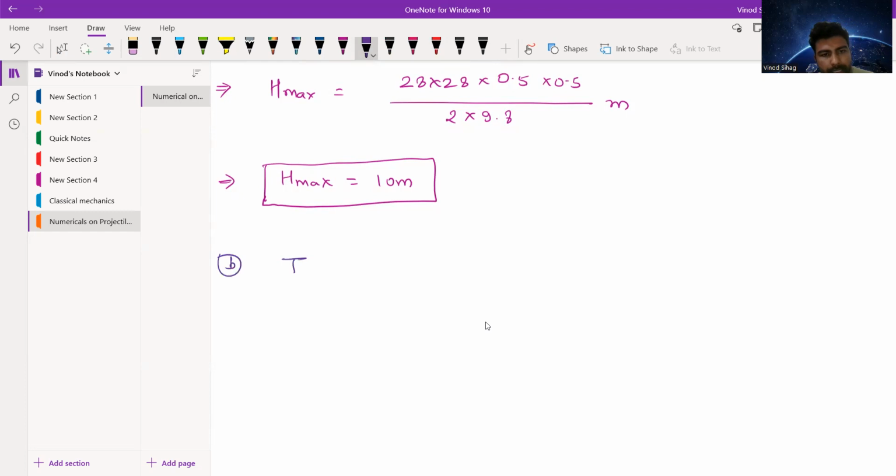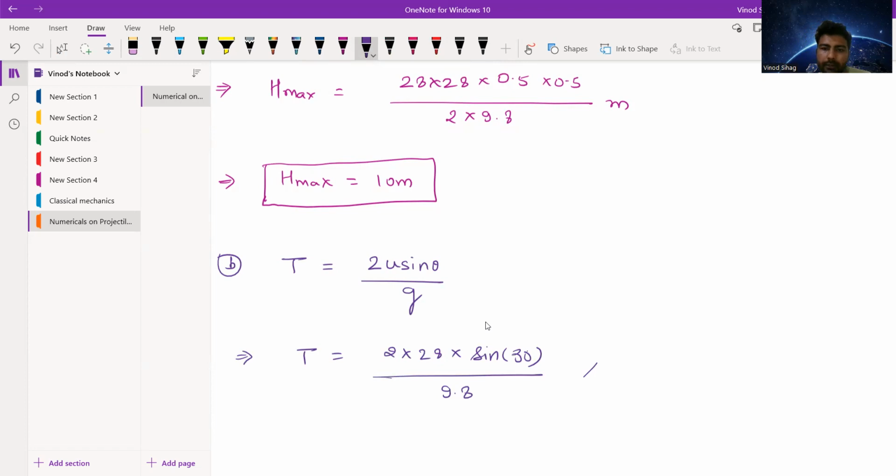they are asking about the time of flight, and that is denoted by 2u sine theta upon g. Now we will put the values. T equals 2 into 28 into sine 30 degree upon 9.8, and the unit of time of flight will be seconds.